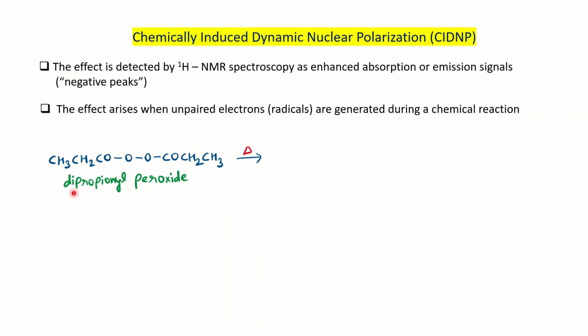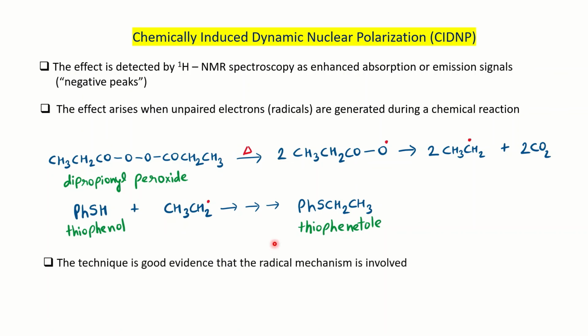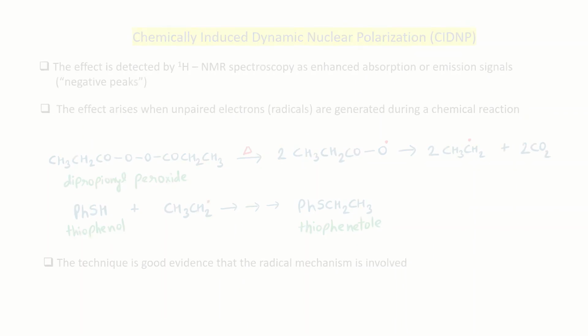So let's take this example where you have dipropionyl peroxide, which either thermally or photochemically will dissociate into free radicals. Further dissociation will occur and will form the ethyl free radical, which is captured by thiophenol, and it will form the thiophenetole. So if you record the CIDNP spectrum, we will see how it looks. And this technique is basically very good evidence that the reaction goes through a radical mechanism, because you will get the spectrum for the radicals' involvement.